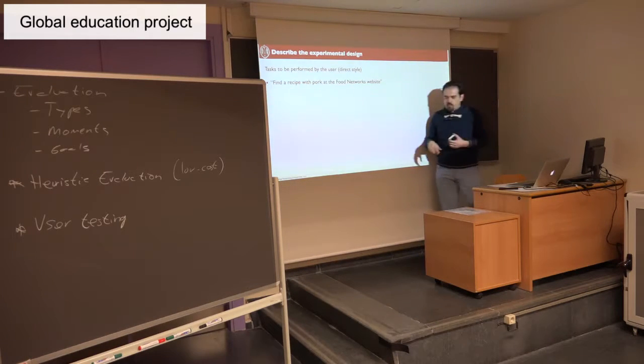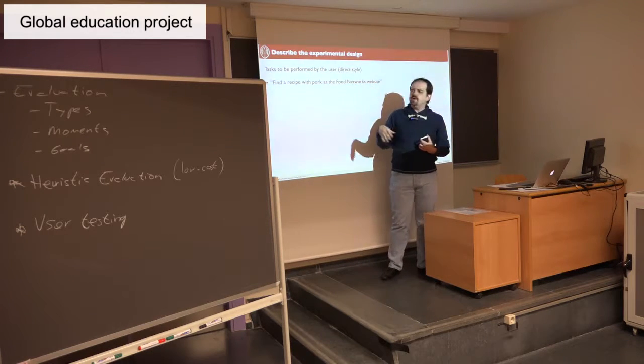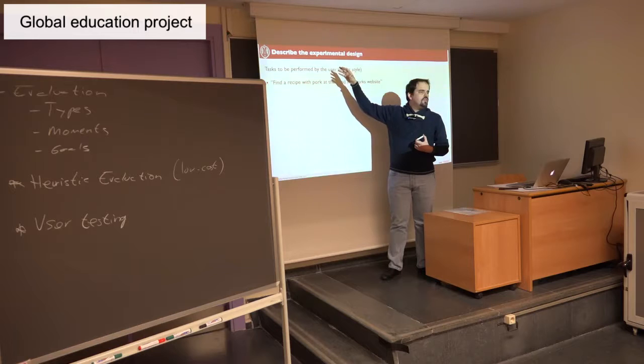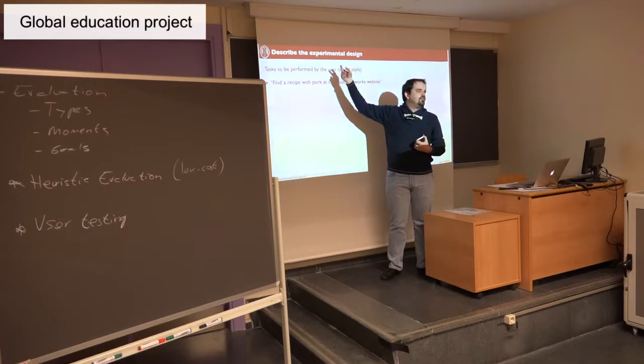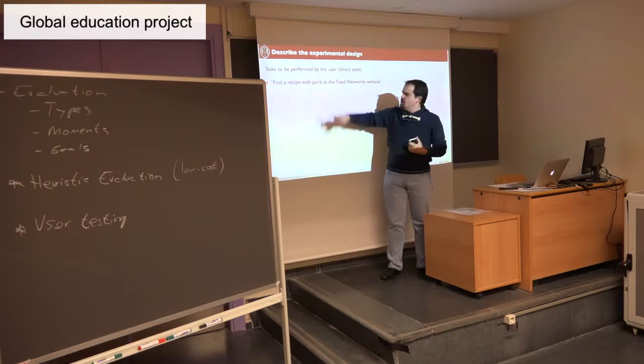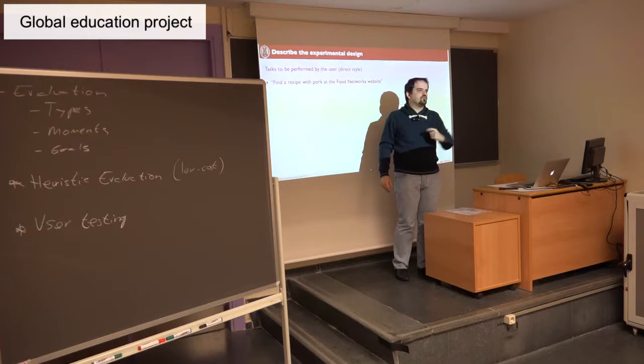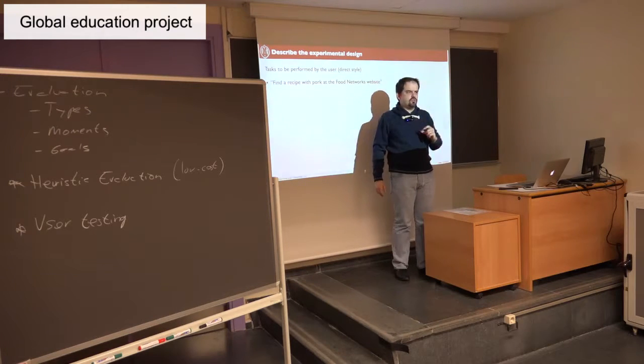And when you create the list, here you have two options when you're working with users. One is to go as you would with the expert evaluators. With the expert evaluators, we said, you just have a list of tasks. You have to do this and this and this and that. And you have phrases such as this: find a recipe with pork on this website. And you try to figure out if the user can do it or not.